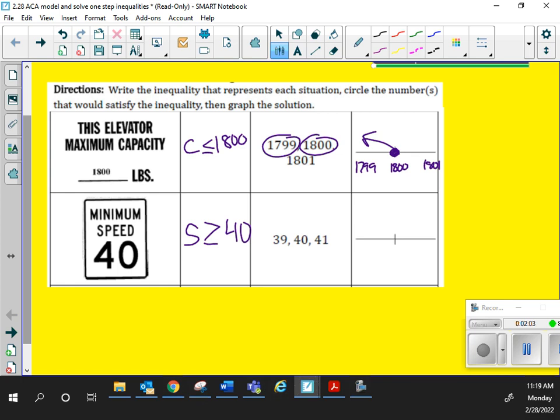So could I be driving 39 and be safe? No, minimum speed. At the least it should be 40. But 40 and above is what we want. Okay, 39, 40, and 41. Open or closed circle? Closed. And Lucy, which way is it going to go? To the right. Okay? Hopefully that is all review from last week.